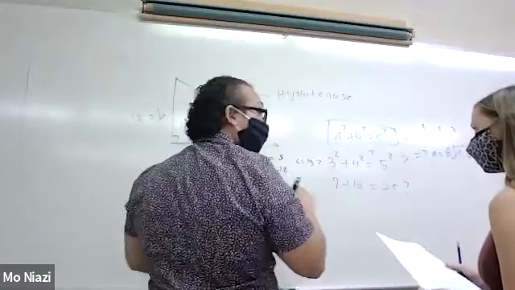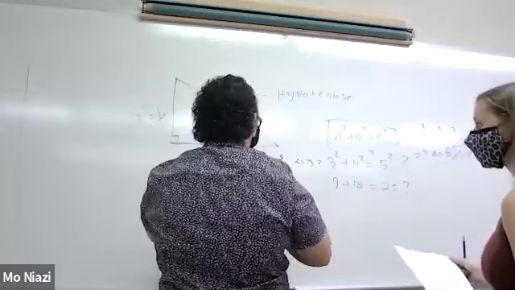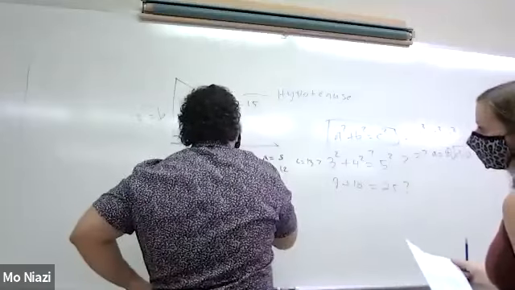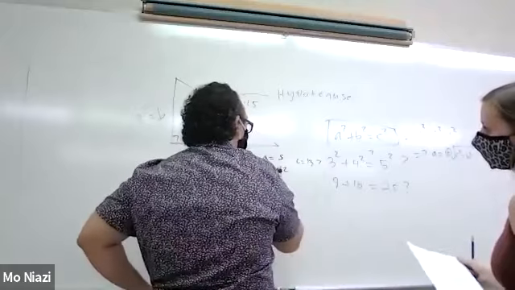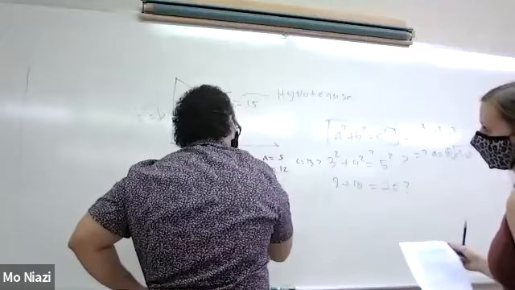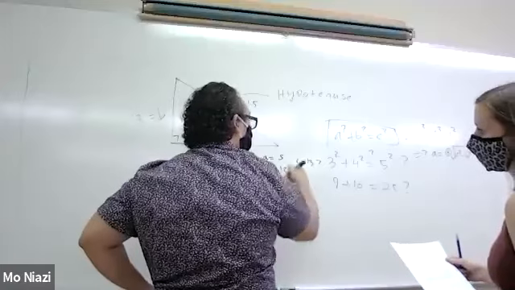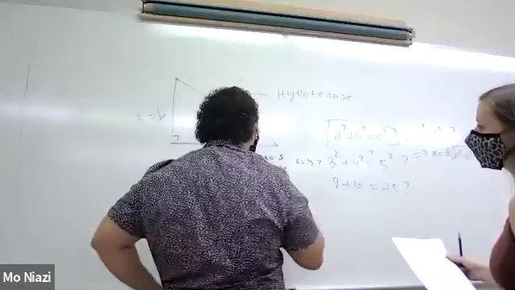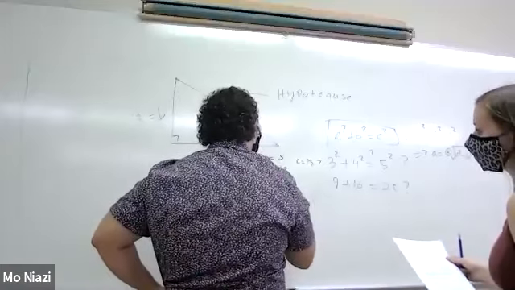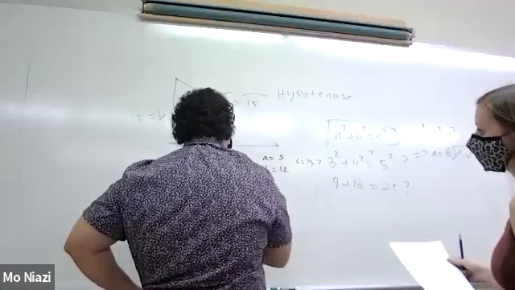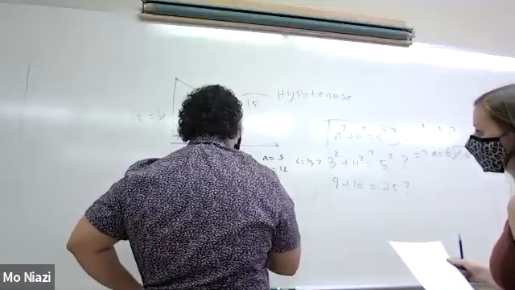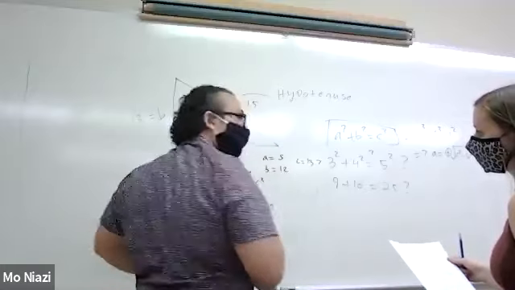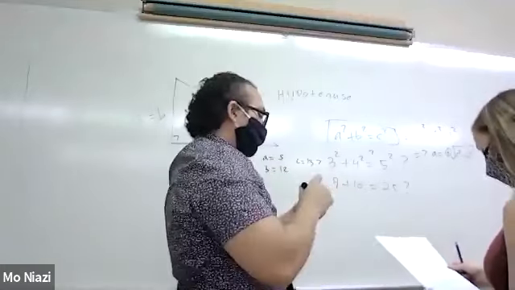The way to check every time whether you're right or not is to see, does a squared plus b squared equal c squared? Let's check. So 5 squared plus 12 squared, I hope it equals 13 squared, which is 169. This is 25 plus 144. I add that, I get 169. Cha-ching, you're right. You don't even have to ask me.